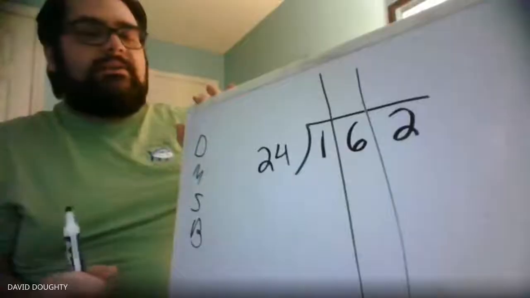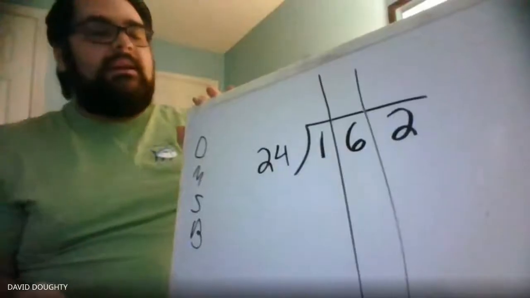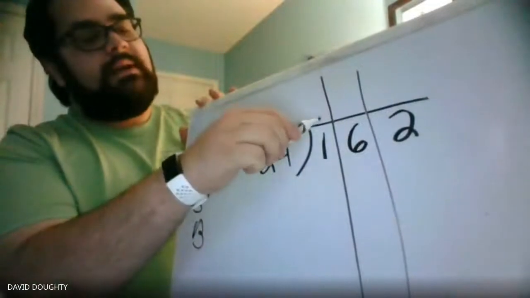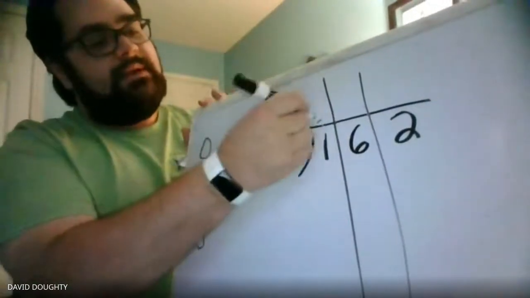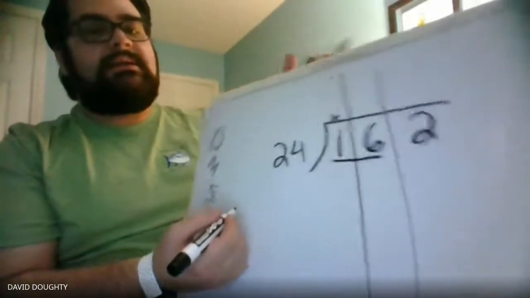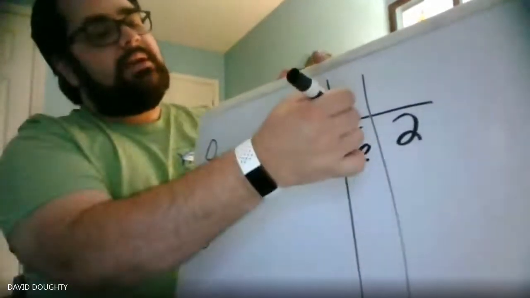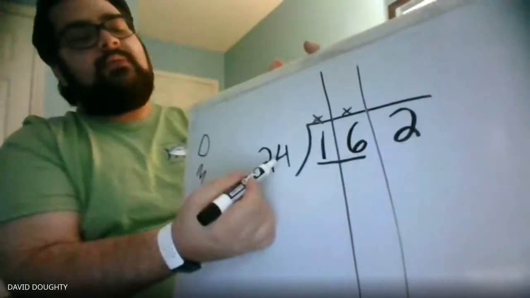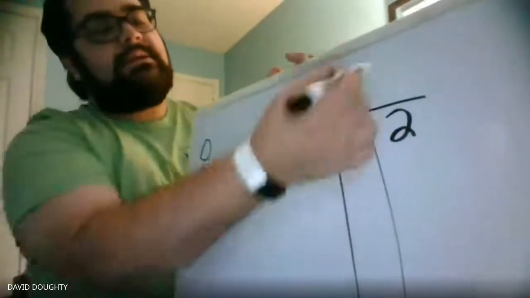Okay. No, once. It is just once. You're only going to do it once. And here's why. Look, 24 cannot go into 1. Put an X. Whenever we try 16, 24 cannot go into 16. It's still too small. So we're going to put an X there. So whatever 162 divided by 24 is, the answer is going to be a 1-digit number.